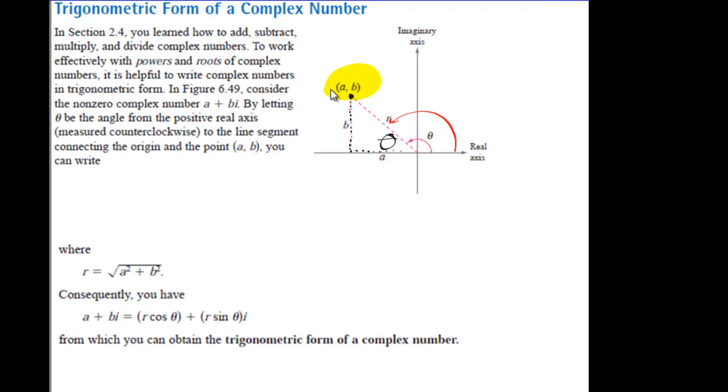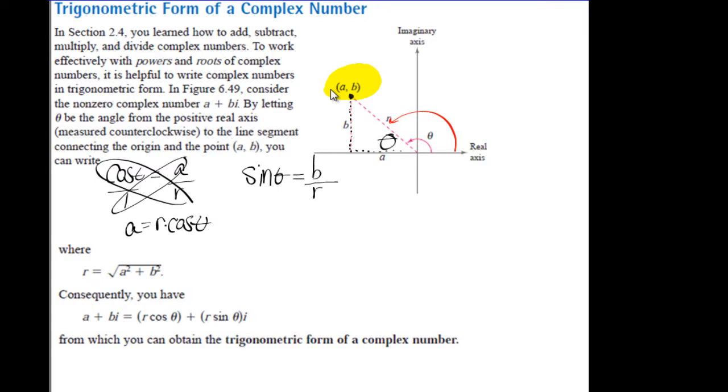So drawing from our knowledge of SOHCAHTOA, I could say that cosine of this angle theta is equal to adjacent over hypotenuse, so in this case a over r. Cross multiplying, I get a is equal to r times cosine theta. Similarly, I can see that sine of this angle theta is equal to b over r. Cross multiplying again, I get b equals r times sine theta.